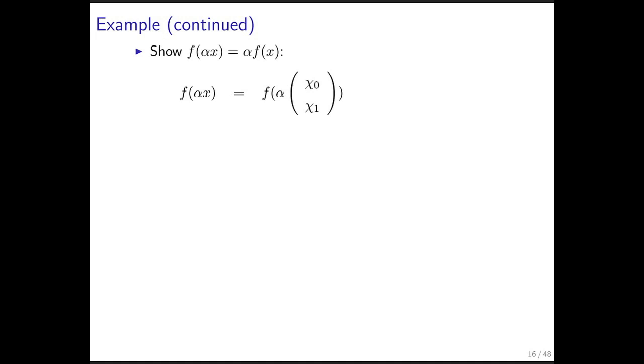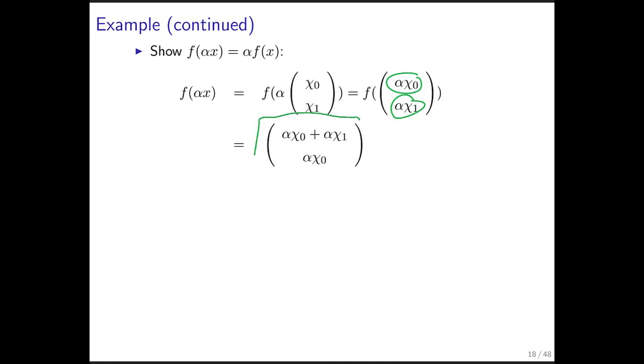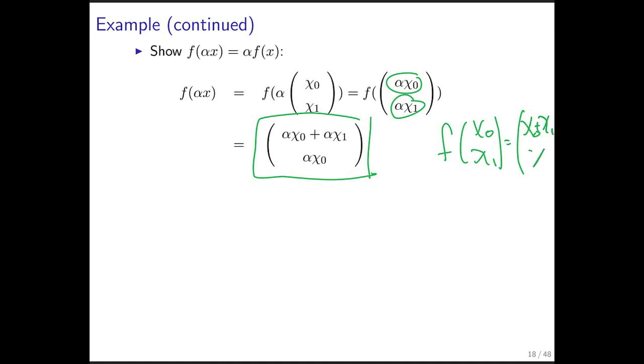You expose the components of x. Now, last week you learned how to scale a vector. You get alpha times chi 0 for the first component and alpha times chi 1 for the second component. And then there's one more step. You take your alpha times chi 0, plug it into your function, take your alpha times chi 1, plug it into your function, and this is the net result. Why? Because f of chi 0, chi 1 was equal to chi 0 plus chi 1 and chi 0. All we do here is plug in alpha times chi 0 for chi 0 everywhere and alpha times chi 1 for chi 1 everywhere.